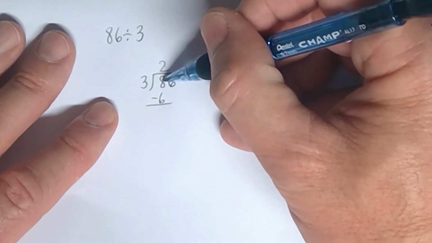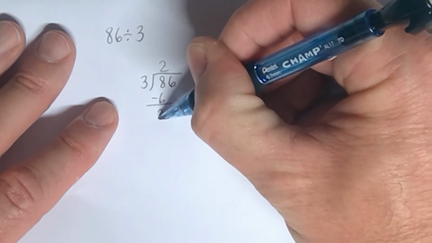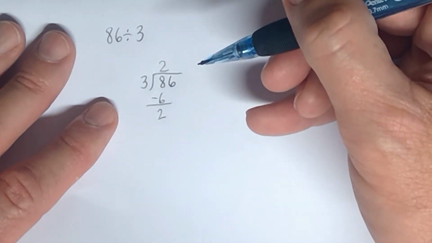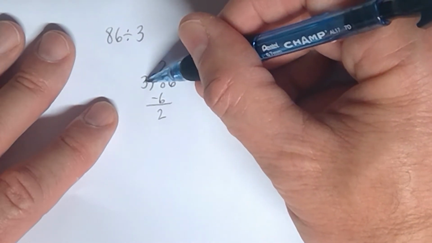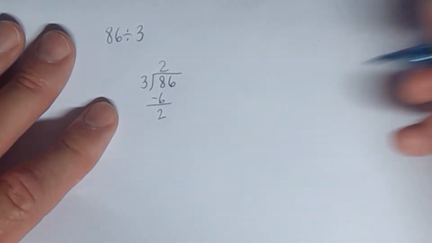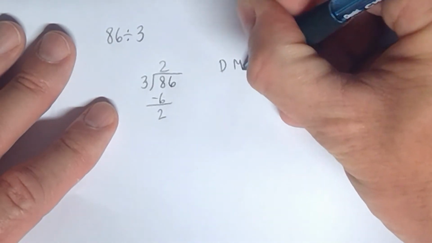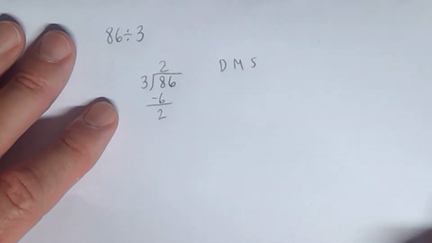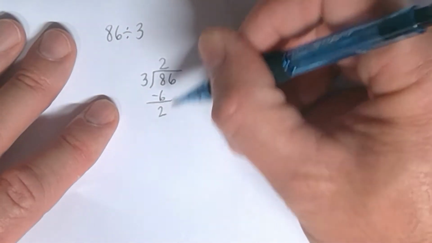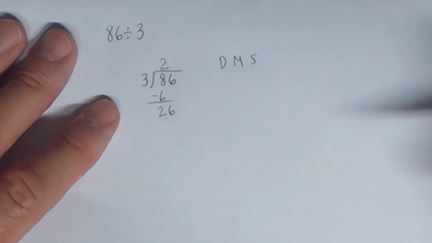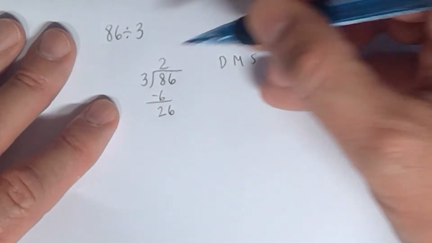8 minus 6, so now we need to subtract. And we get 2. So what three things did we just do? We divided 3 into 8. Then we multiplied 3 times 2. And then we subtracted 8 minus 6. Divide, multiply, subtract. Those three things. And then you do those same three things again after you bring down the 6. So you bring down that next number, okay, and you do the same thing again.